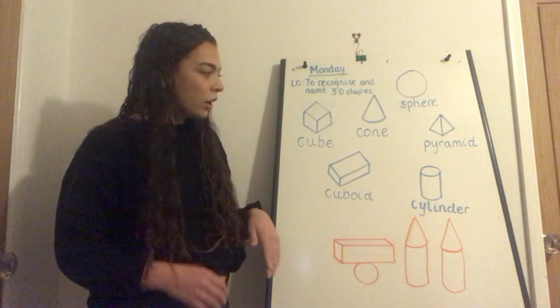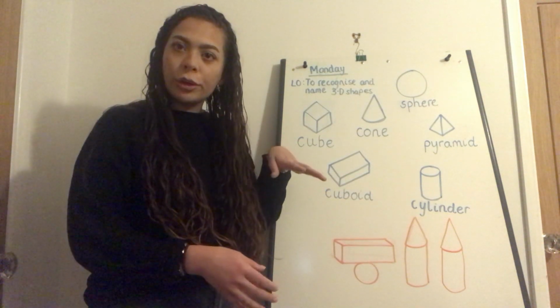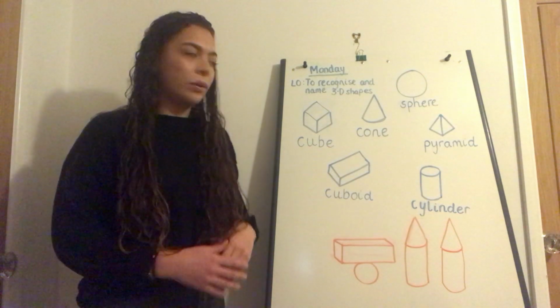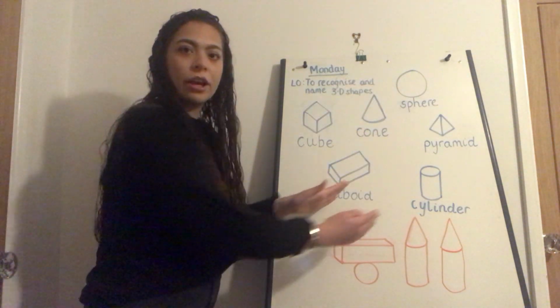And the last shape we are going to be looking at today is a cylinder. And a cylinder is like a long tube. It's got 2 ends. It's quite straight as it goes up. It doesn't meet at the top in a point. It goes straight up.